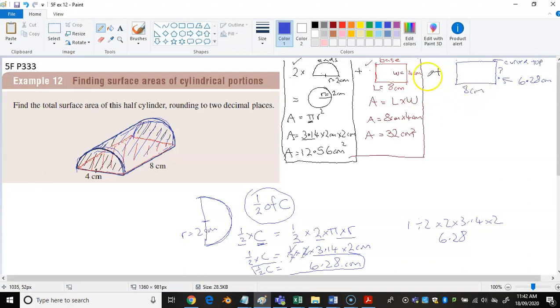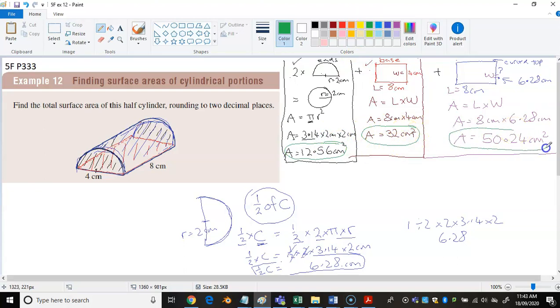Now, once you've got that, of course, it's pretty straightforward. Area is equal to length times width. You've got your long side there, you've got your short side there, and so area is equal to 8 centimeters times 6.28 centimeters. Area equals 50.24 centimeters squared. Now, once again, I've got my three answers here. I've got my area for the end caps. I've got my area for the base rectangle. I've got my area for the unrolled half circle curved bit.